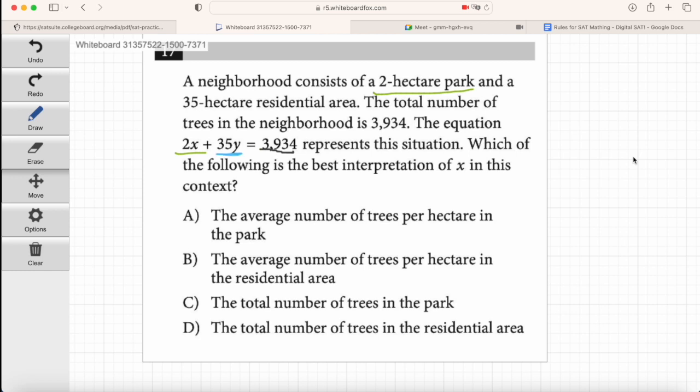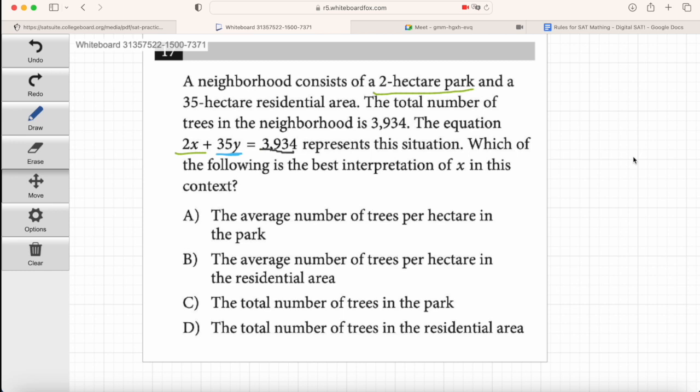It's because we're multiplying that by 35. So what's the y value probably? It's going to be the number of trees in the residential area of the 35 acres. Yeah, it probably has something to do with the 35-hectare residential area.